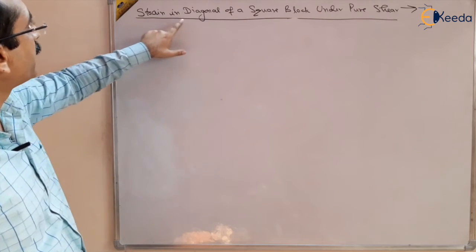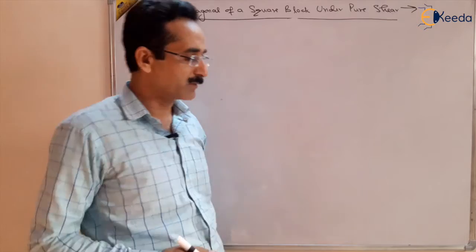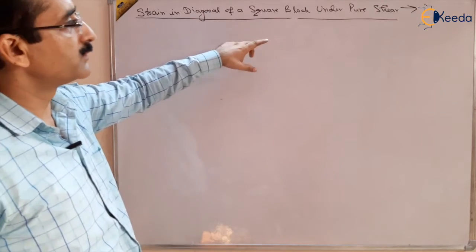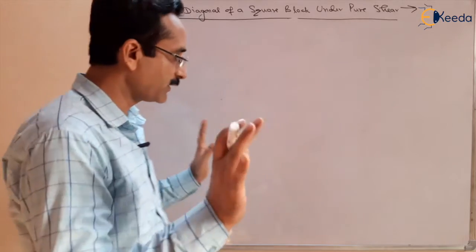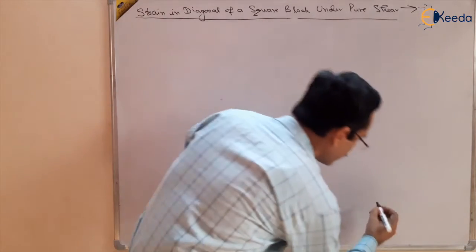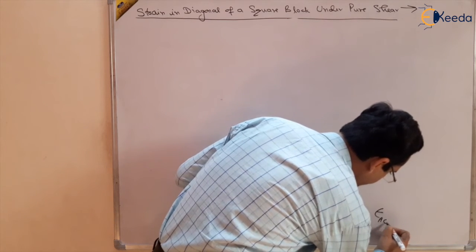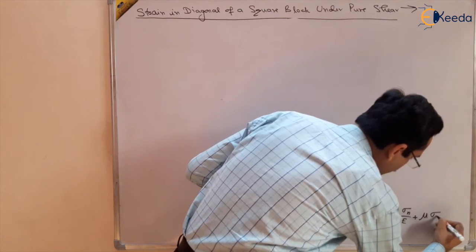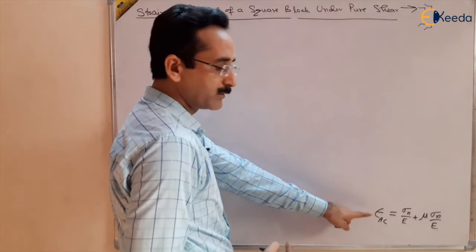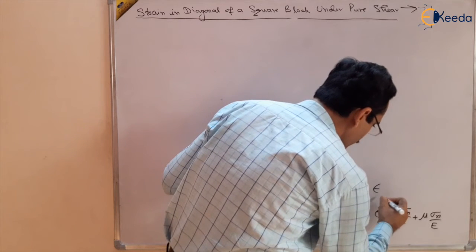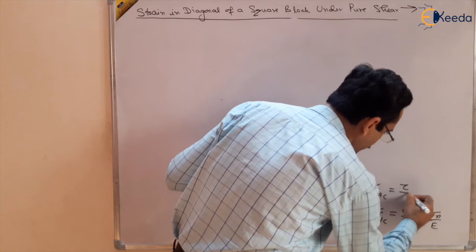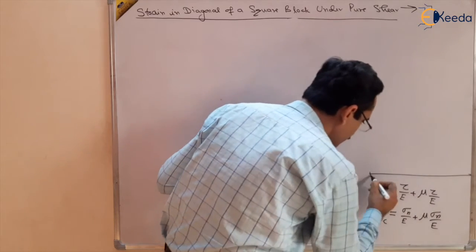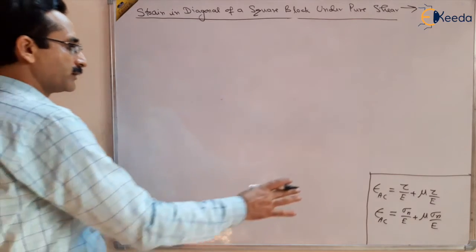In this topic, we want to find the strain in the diagonal of a square block under pure shear. We have already found the strain in a diagonal of the square in terms of normal stresses and Poisson's ratio, which you will be knowing. I am writing in the corner the result we have already derived: epsilon AC, the strain in the diagonal, came to be sigma n upon E plus mu sigma n upon E. This was the result obtained in the previous lectures, and as you know sigma n was equal to tau, so that was tau upon E plus mu tau upon E. This result you have to remember, it will be used somewhere.